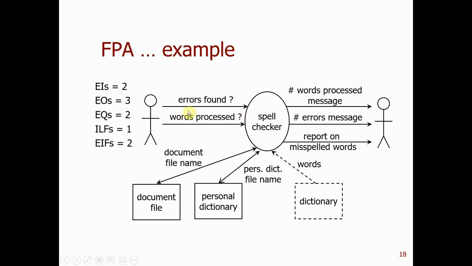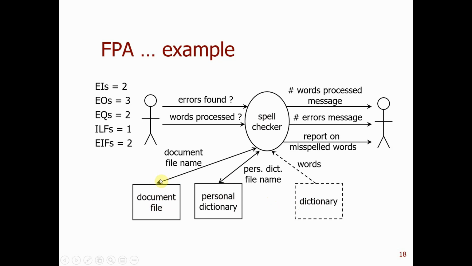And so here, in order to do that, the user will feed in the document file and the personal dictionary, and also the spell checker has an internal dictionary. So basically the spell checker will combine the personal dictionary and the internal dictionary and then check against the document file to see if there's any spelling error, and count how many words processed.